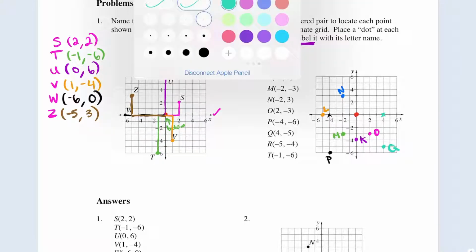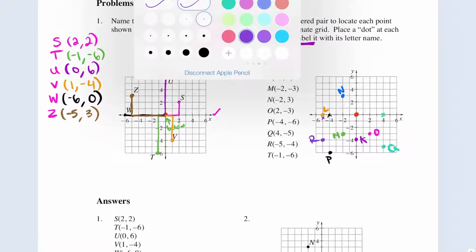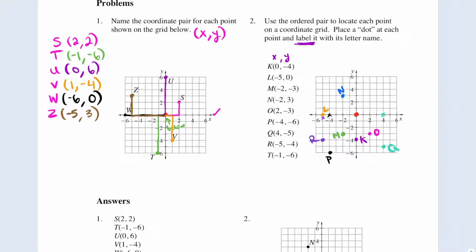All right, 2 more. Let's see. Point R is at negative 5, negative 4. So find negative 5 on the x-axis. It's going to be right here underneath point L. I'm not going to draw on top of point L because I have to erase later. Negative 5, and then I'm going to go down to negative 4, which is right there, and that is point R. And last but not least, we have point T. Point T is at negative 1, negative 6, so find negative 1 on the x-axis, and then go all the way down to negative 6.